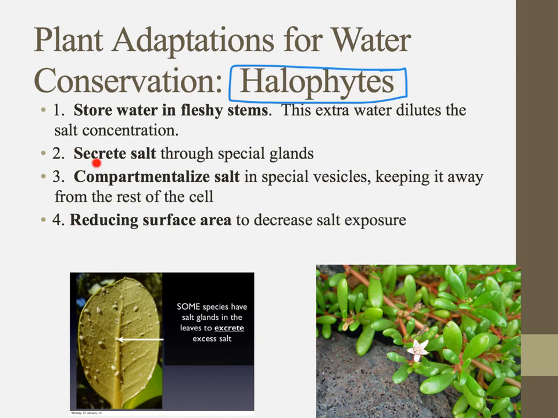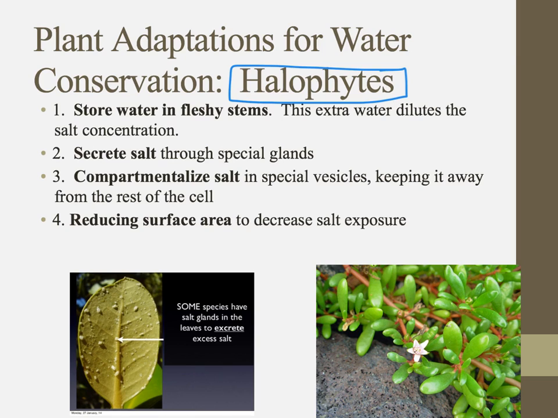A lot of them also have special salt secreting glands. So they absorb salty water, but then they get rid of some of the excess salt through special cells in the undersides of their leaves. They're also good at taking the excess salt and putting it into special vesicles in the cells to keep it away from the rest of the cells. So kind of like a prison for salt inside the cells.